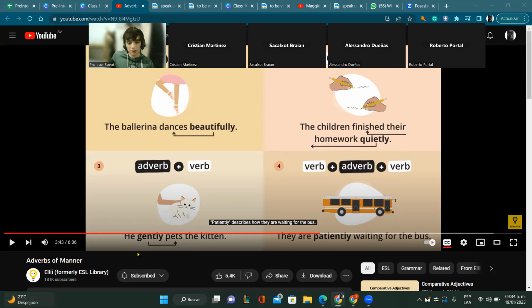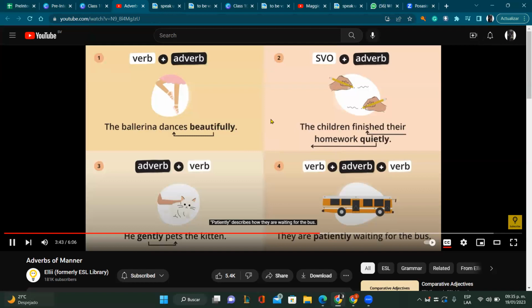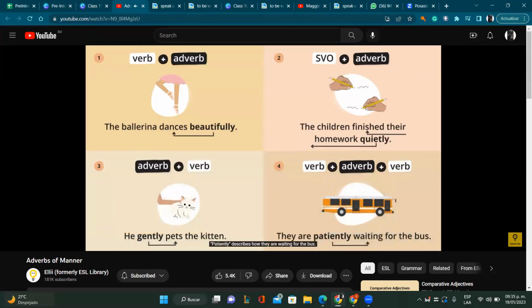He gently pets the kitten. How does he pet the kitten? He gently pets the kitten. They are patiently waiting for the bus. How are they waiting for the bus? They are patiently waiting for the bus. Okay. Entonces, los adverbios van a modificar un verbo, un adjetivo y otro adverbio, pero nunca jamás van a modificar un sujeto o un noun. That's impossible because only adjectives modify or describe nouns or subjects or objects, but not adverbs. Let's continue watching.